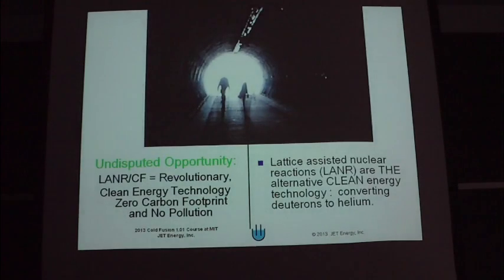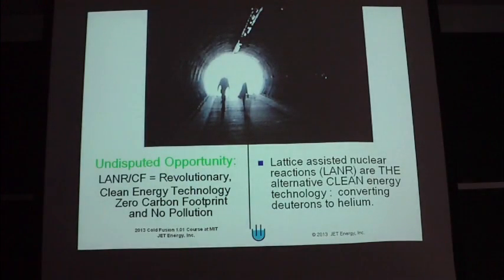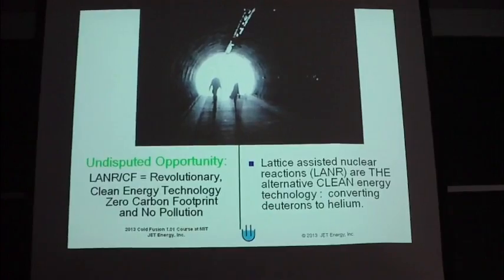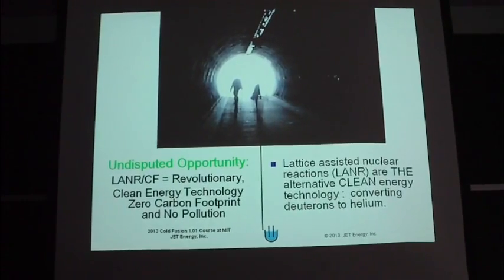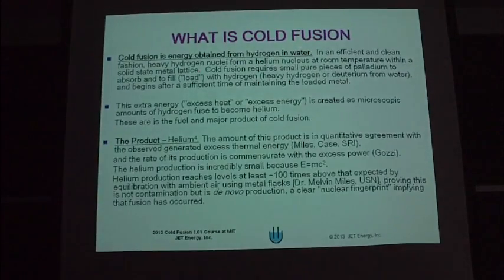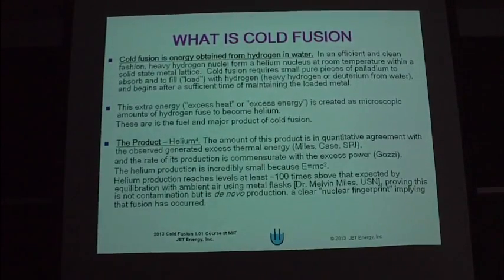So the light at the end of the tunnel, as I see it, is cold fusion. It's non-radioactive. It has zero carbon footprint. And what we can do is figure out how to build it more efficiently and then scale up so we have a distributed energy system that can change everything. So what is cold fusion? What is lattice-assisted nuclear reaction?